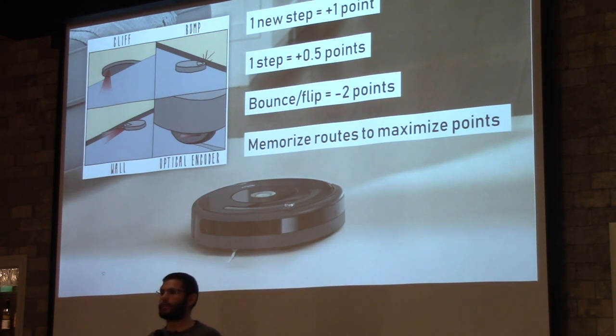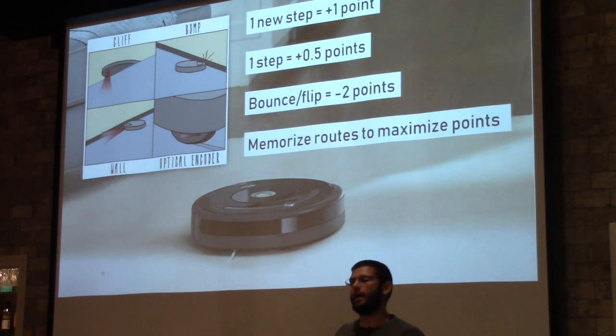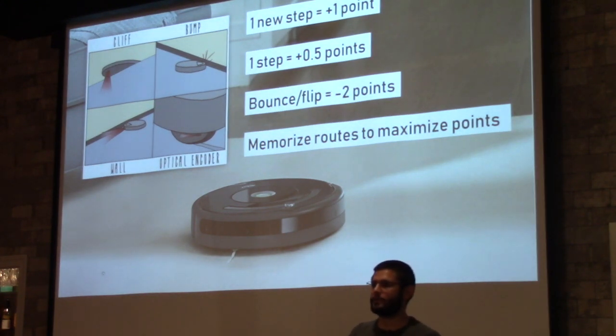Every time you take one step, which is new, so over a spot of the room that you didn't cover previously, you get 1 point. If you cover a step that you covered previously, you get 0.5 points. If you bounce on a wall or if you flip, you lose 2 points. And of course, please memorize your steps and what you did so that in the next step you can do better. And now we can design a game so that the objective of Roomba is not to clean the house, but to get the maximum points.